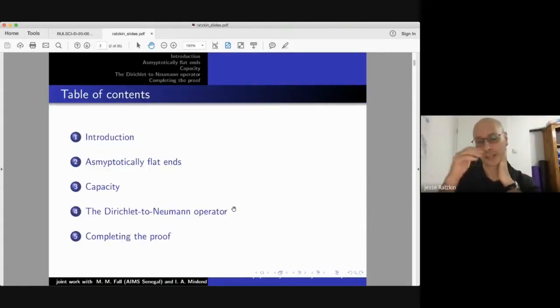So here's a brief table of contents. I have an introduction where I'll set the stage of what I'm talking about. I'll give you an introduction to asymptotically flat ends of Riemannian manifolds and some of the ways one can try to describe these objects. I'll tell you a bit about capacity, and the heart of the proof really involves the Dirichlet-Neumann operator, so we'll talk a little bit about that, and then I'll sketch completing the proof.